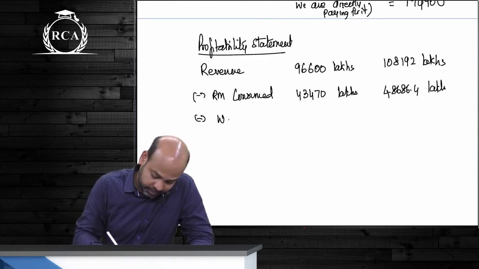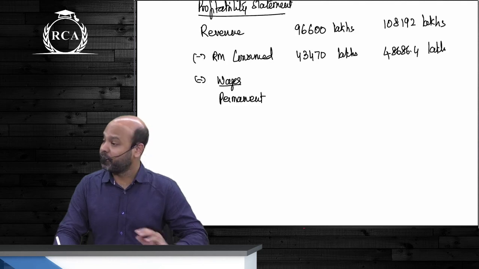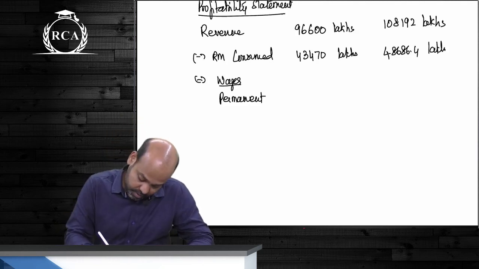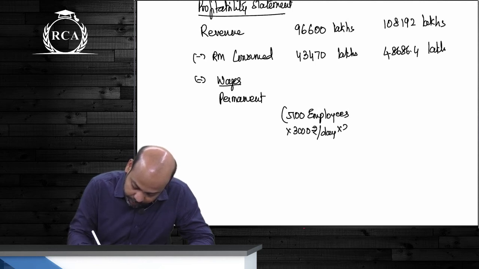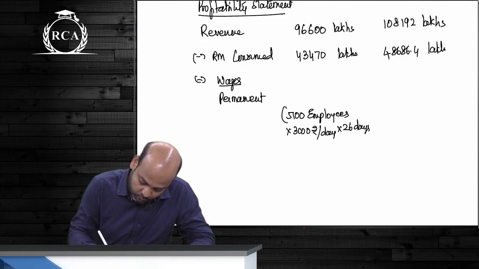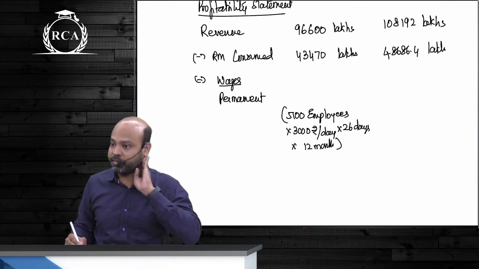Next cost बेटा is wages. I will divide into 2 parts, permanent and casual. Permanent में बेटा how many employees? 5,100 employees. How much are you paying them? 3,000 rupees per day. For how many days are they working? 26 days in a month into 12 months. 365 मत करो बेटा, working days per day दिया हुआ है.